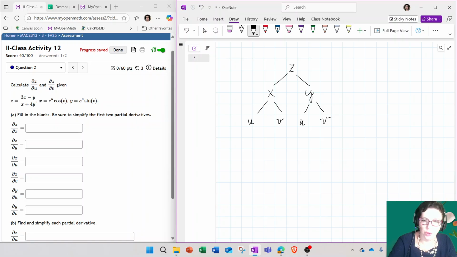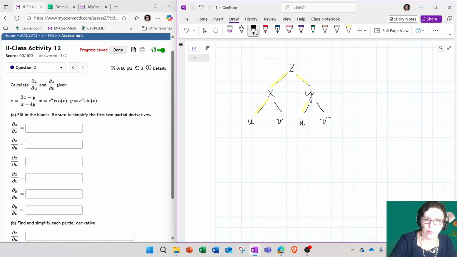So when you follow the trees, follow the branches. First, let's say you're trying to take the derivative with respect to u. So you're gonna go like that and then like this, right? That's how you can get to u. And then also you can go like this and like that.